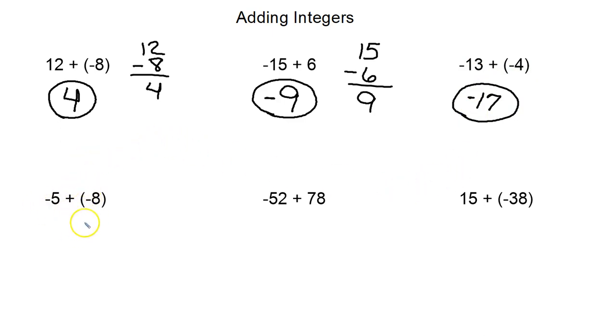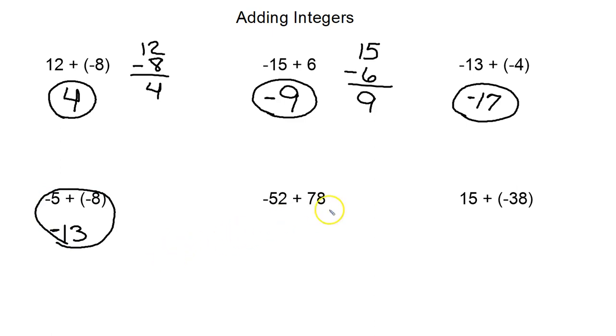Down here, again, our signs are the same. We have negative 5 plus negative 8. So when we have the same signs, we just add and keep that sign. So that is negative 13. So let me circle that.